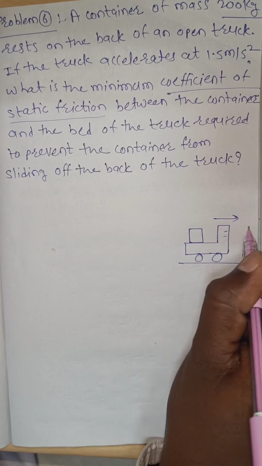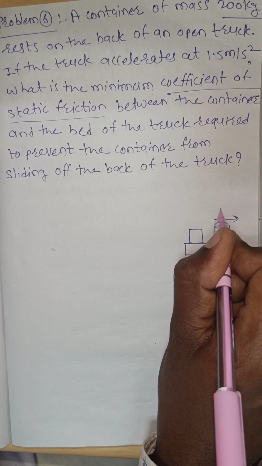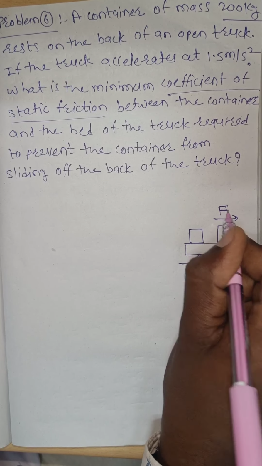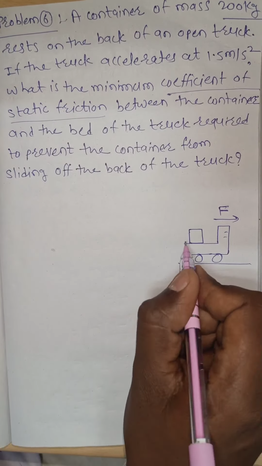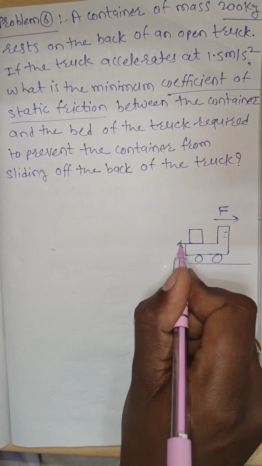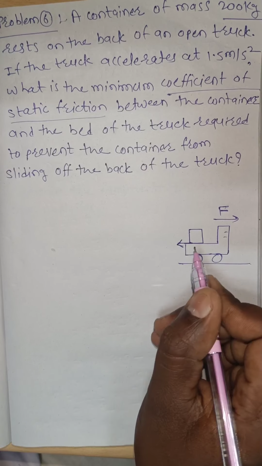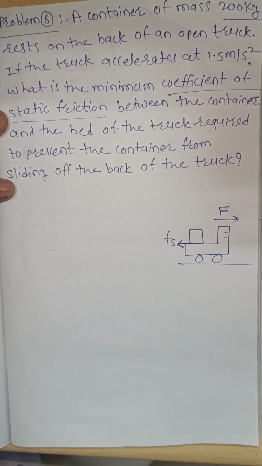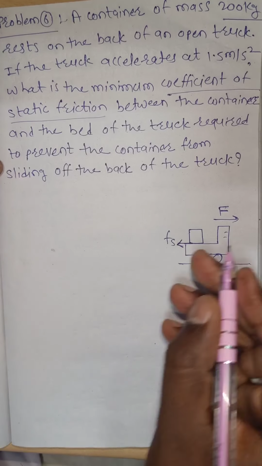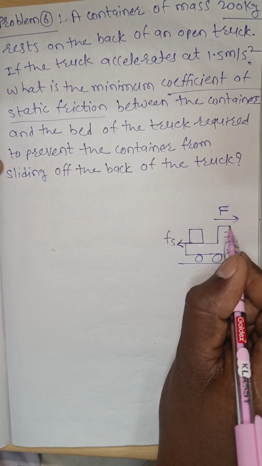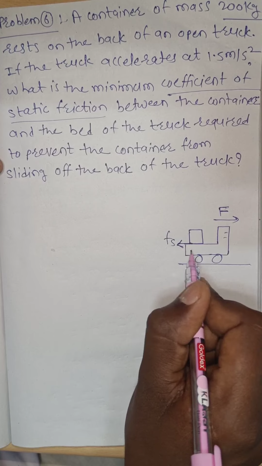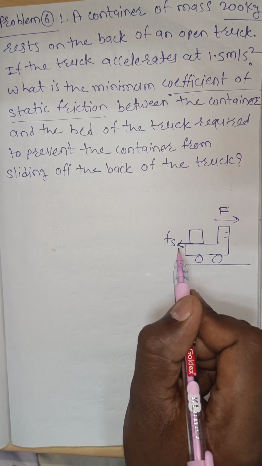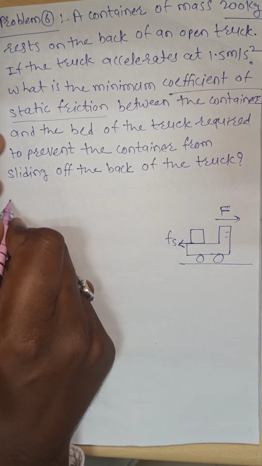Now the truck is moving in that direction, which means its acceleration is in that direction, and the force is also in that direction. Now the direction of static friction is opposite to that of the applied force, which means this is the direction of static friction. This is the direction of applied force and this is the direction of static friction. Then in that case we have to find out the coefficient of static friction, mu.